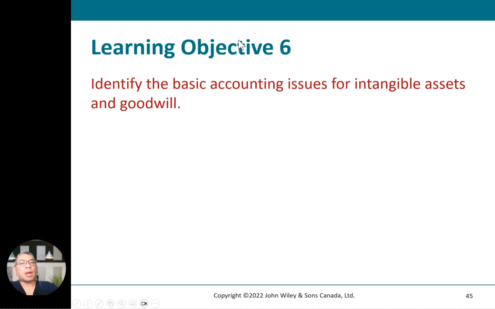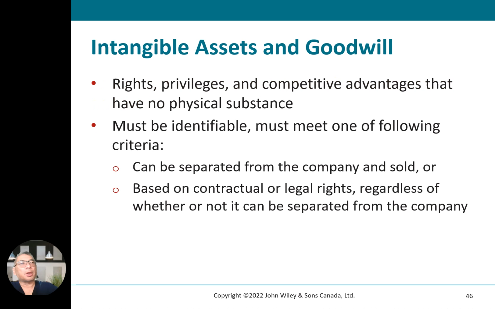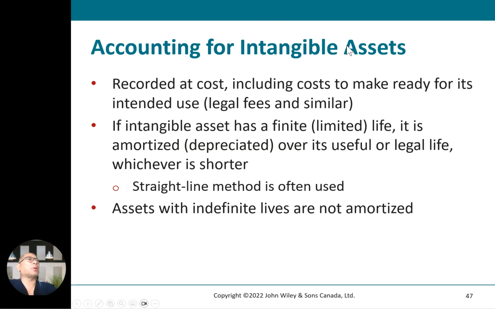Learning objective number 6, identify the basic contract issue of intangible assets and goodwill. What is that? Rights, privileges, and competitive advantages that have no physical substance. They must be identifiable, meeting one of the criteria: can be separated from the company and sold, or based on a contractual or legal right, regardless of whether or not it can be separated from the company. For accounting, intangible assets are recorded at cost, including costs to make them ready for their intended use, such as legal fees and similar.